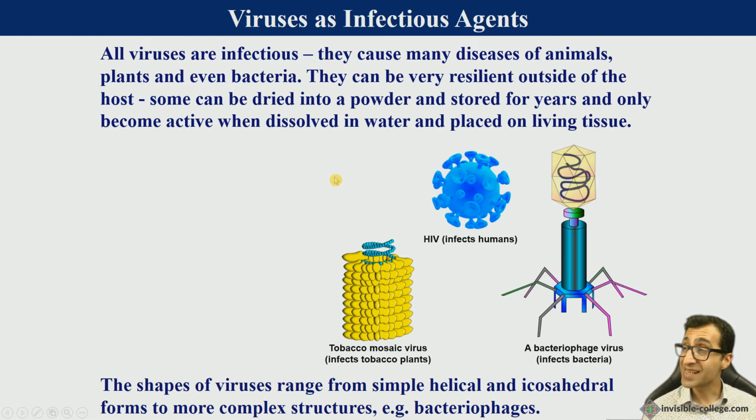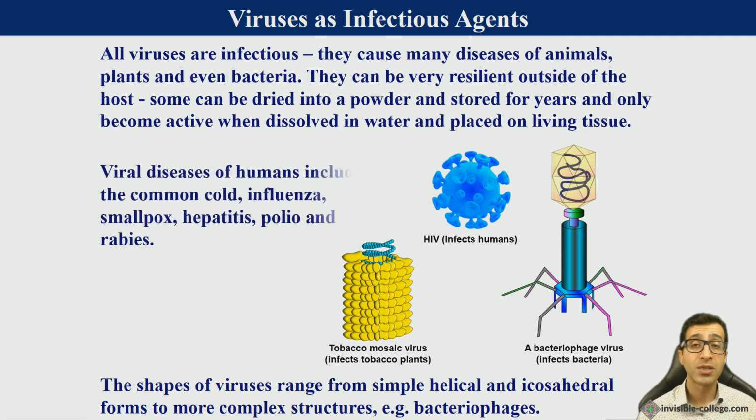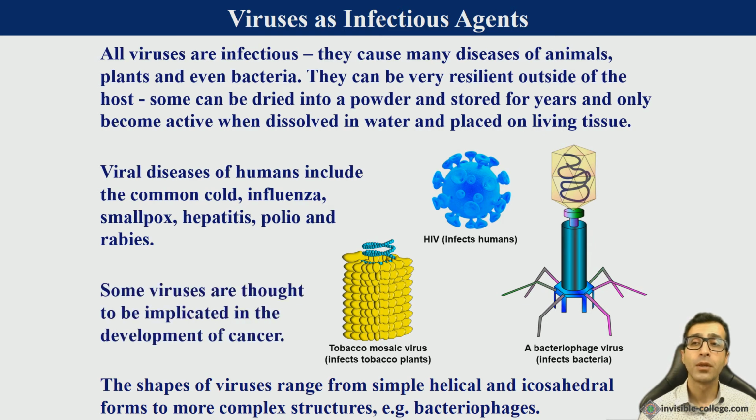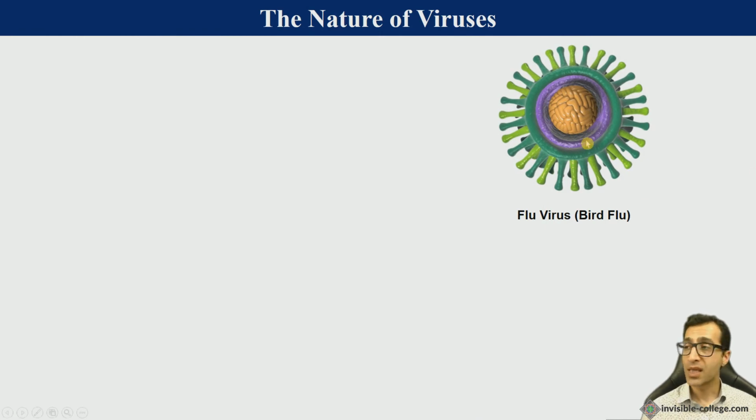So, viral diseases caused by viruses in humans include things like the common cold, influenza, smallpox, hepatitis, polio, rabies, and of course, AIDS. Now, some viruses are also thought to be implicated in the development of various kinds of cancer as well. So, viruses can be thought of in some cases as carcinogens, agents which can cause cancer. Here we can see a diagram of a flu virus, in this case the one that causes bird flu.